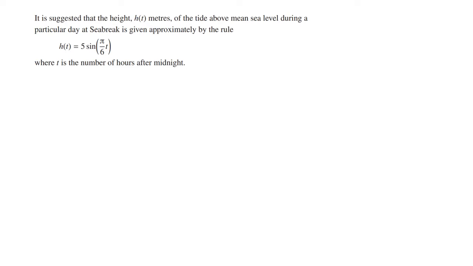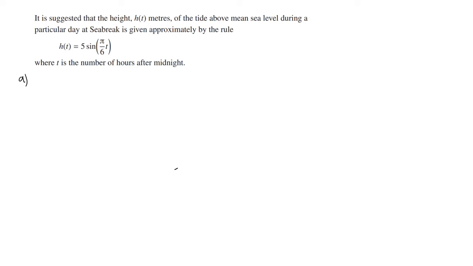Here it is. Question 1. It is suggested that the height h(t), so it means the function, in meters of the tide above mean sea level during a particular day at Sea Break is given approximately by the rule h equals 5 sine pi over 6 times t, in brackets, where t is the number of hours after midnight. Now there are multiple parts to this question.